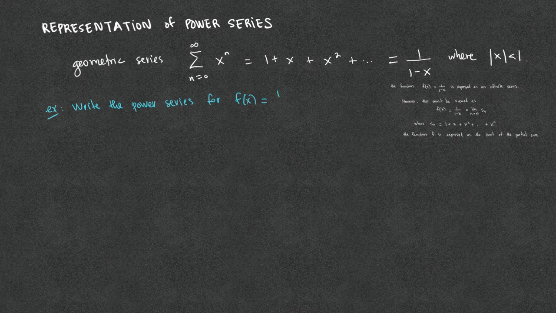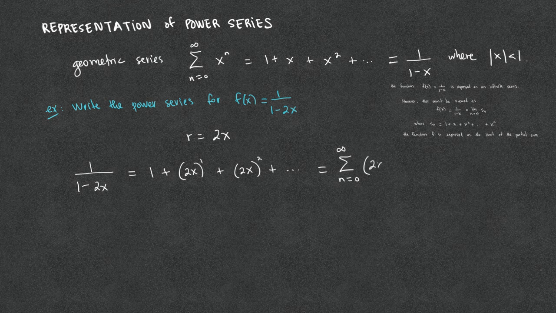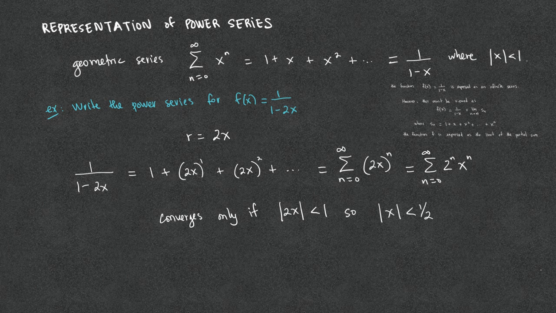Example: write the power series for f of x equals 1 over 1 minus 2x. Observe that this looks like 1 over 1 minus x, where the ratio is now 2x instead of x. So 1 over 1 minus 2x is 1 plus 2x to the 1 power plus 2x squared plus 2x cubed and so on. So this is the series of 2x to the n, or 2 to the n times x to the n. This series converges only if the absolute value of 2x, which is the ratio, is less than 1. So the absolute value of x is less than 1/2, or negative 1/2 less than x less than 1/2.